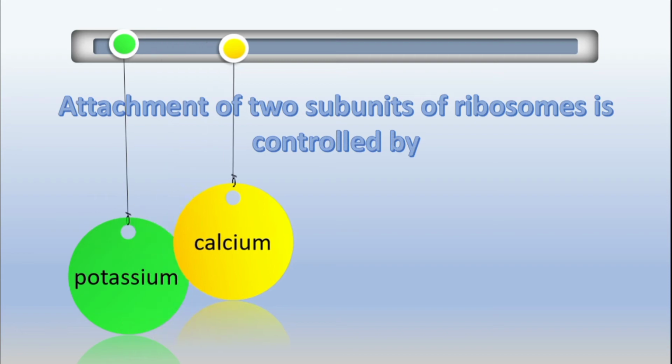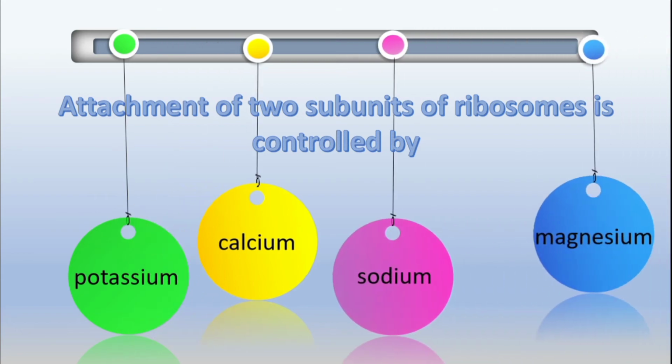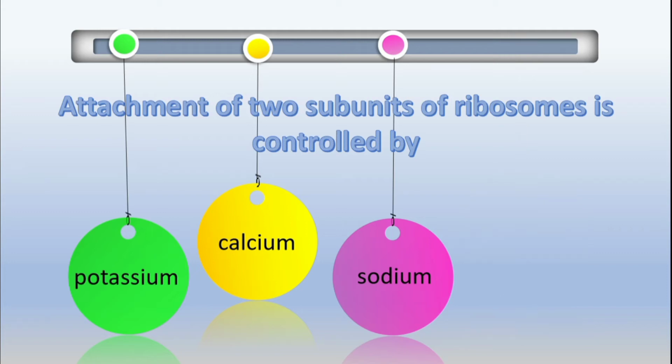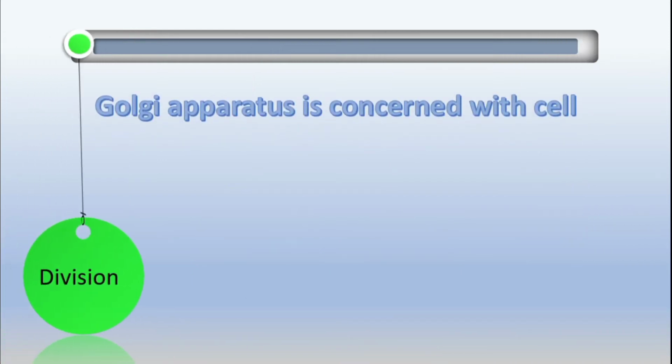Attachment of the two subunits of the ribosome is controlled by potassium, calcium, sodium or magnesium. The metal ion that holds the ribosomal subunits together is magnesium. Magnesium controls the attachment of the subunits of the ribosome. There are two subunits, a small and a large subunit.